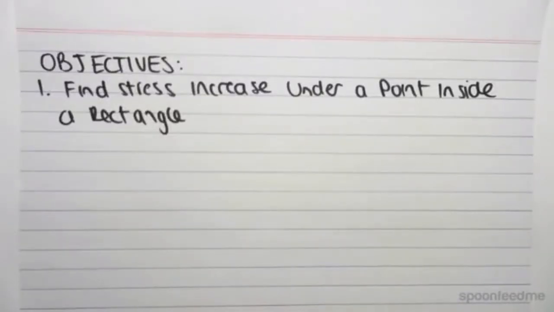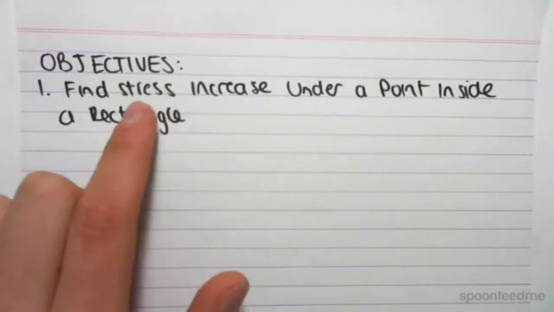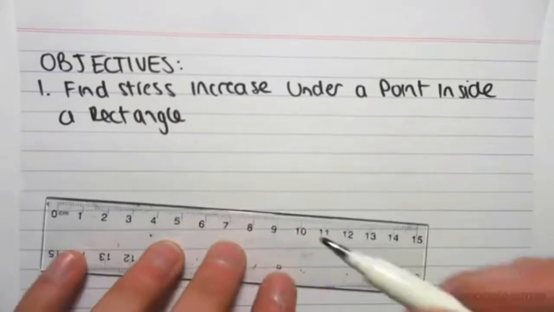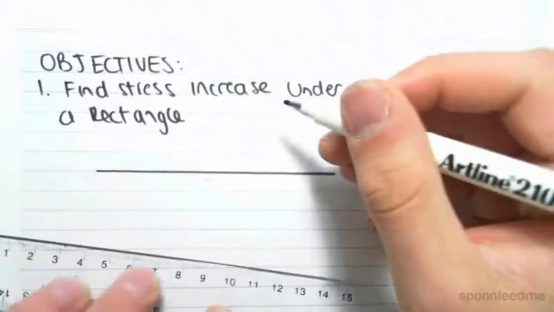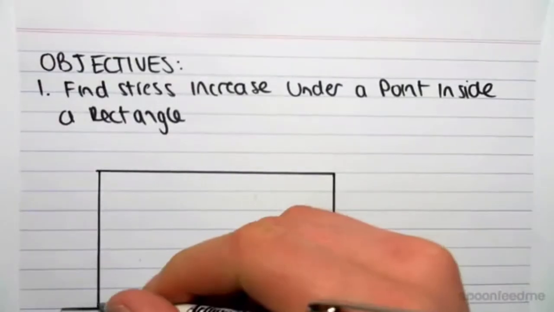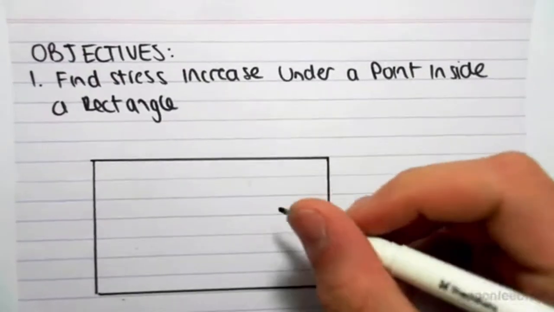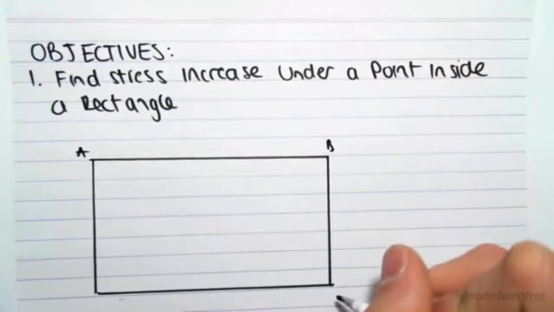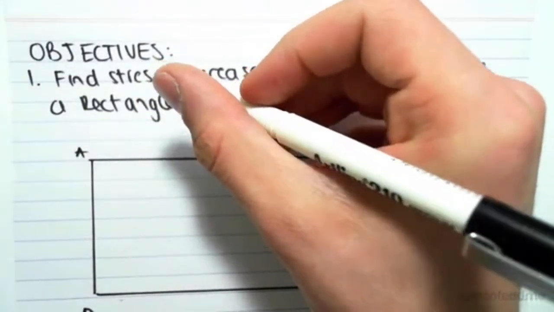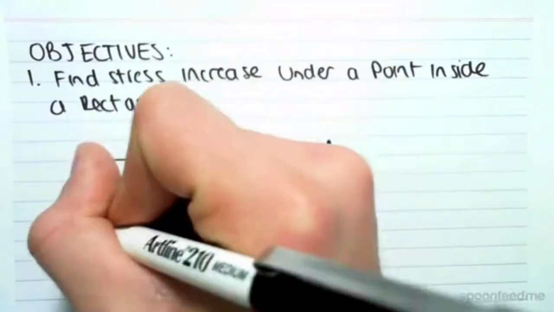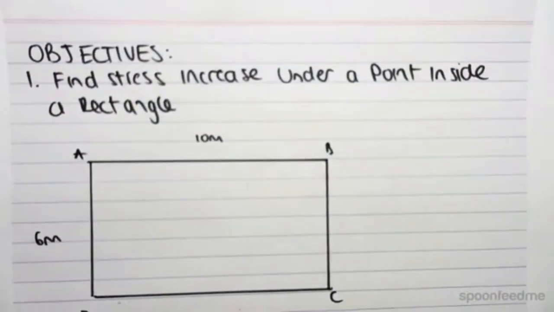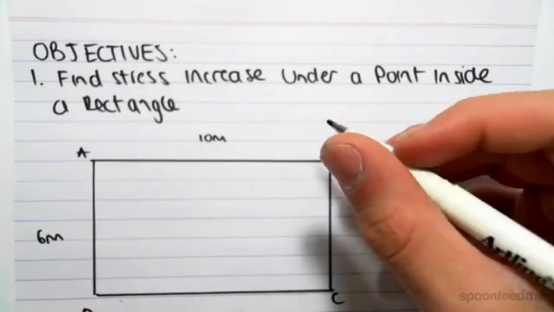Hey guys, the objective for this video is to find the vertical stress increase under a point inside a rectangle. So if we were to make up a quick example, let's say we had a rectangle. This is obviously in plan, so looking down, bird's eye. So it's A, B, C, D. Let's say that this rectangle is 10 meters by 6 meters. So we want to find, say, the vertical stress increase at a point O.